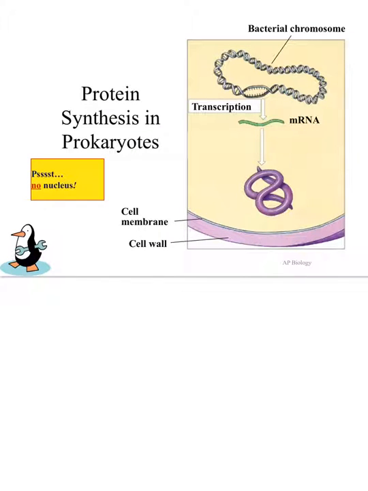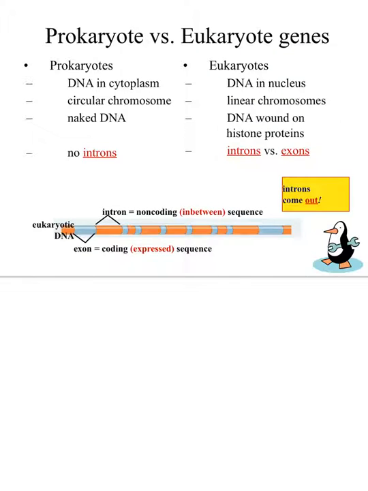So this last part is on protein synthesis in a prokaryote. As you can see, they have one chromosome. They can do transcription and get the mRNA and then make a protein, just like we can in a eukaryote. But remember, there is no nucleus. Here's a difference on prokaryotes versus eukaryote genes. Prokaryotes, their DNA is in the cytoplasm. Remember, they have one circular chromosome. There's no nucleus, so they call it naked DNA because there's nothing really around it protecting it.